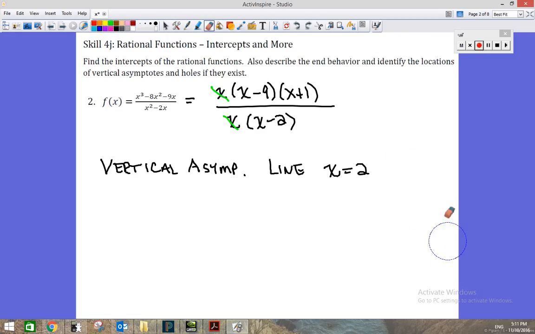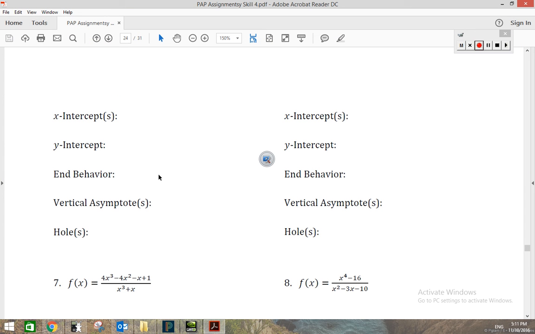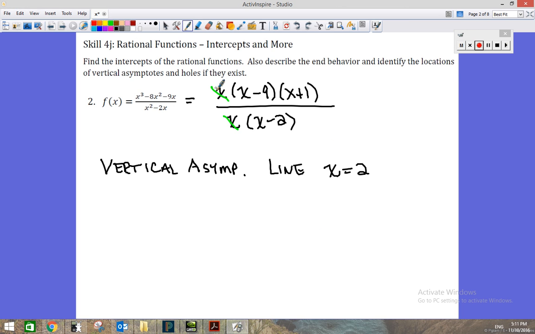Alright, so then it wants us to identify any holes in the graph, right? Yeah. So the factors that canceled produce a hole, because you're removing that from the domain. Anything that's removed from the domain of a rational function will appear on the graph as a hole or a vertical asymptote. So the 2 got removed from the domain, and it appeared as a vertical asymptote. The 0 is being removed from the domain, so it's going to appear as a hole.